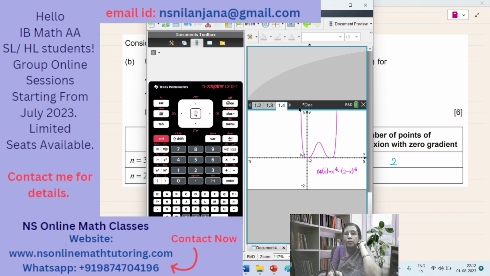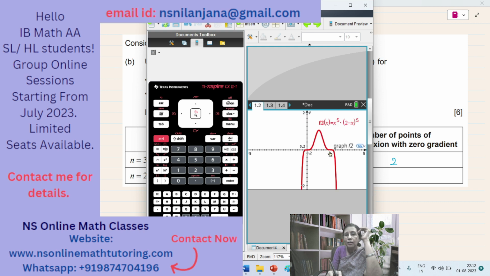This is n equal to 2. This is the same for n equal to 4. This local maximum is 1. Second is local minimum. You see, these two are local minimums, and don't confuse between a local minimum and a point of inflection with 0 gradient. These are minimum points, but if I go to this graph, you see, this is not a minimum.